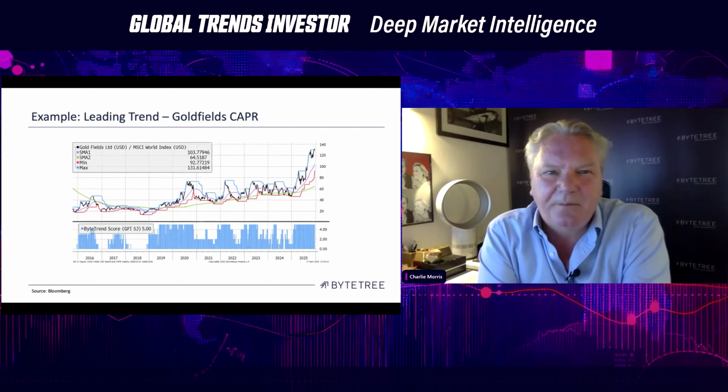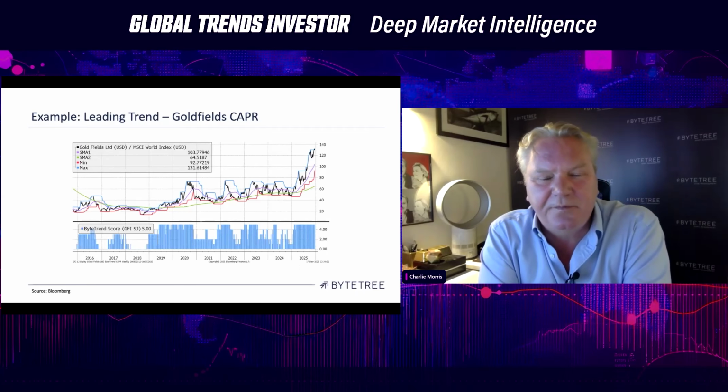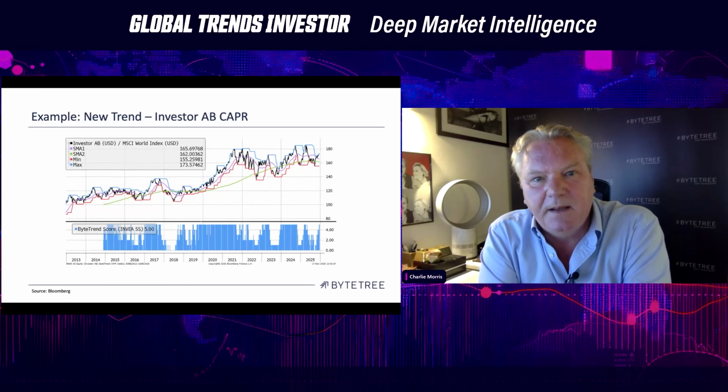So I've got some examples here. Here's a leading trend, Goldfields from South Africa, in consolidation from 2020 to 2025, and then boom, breakout time, and we have a sustained CAPR score of 5. Investor, this was a new trend that we picked up in the week that we're recording this, and that's a Swedish conglomerate, which is basically a family office, and again, a period of consolidation and a new high. So that's quite interesting.